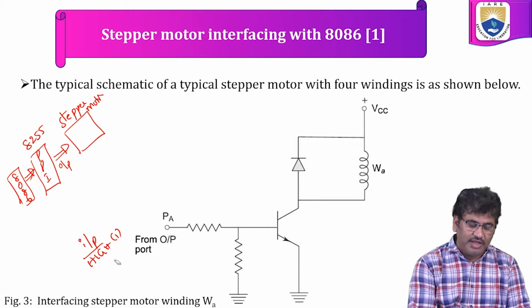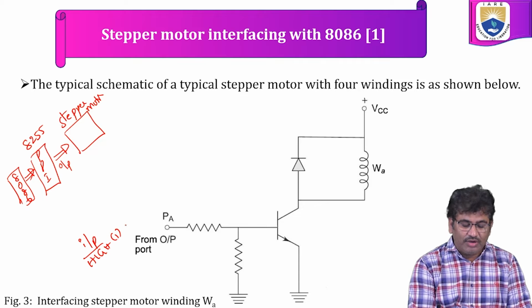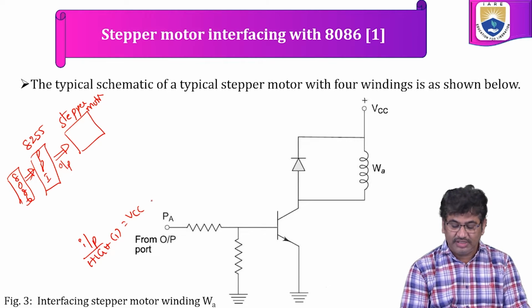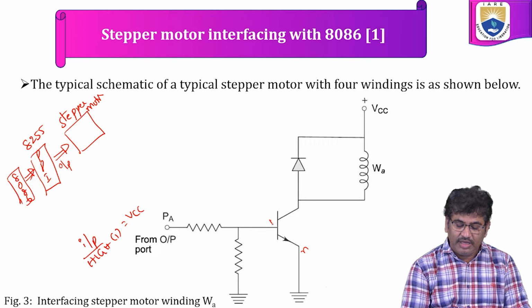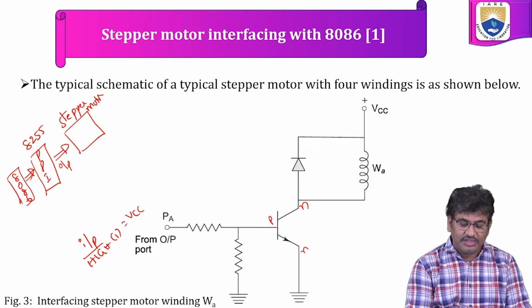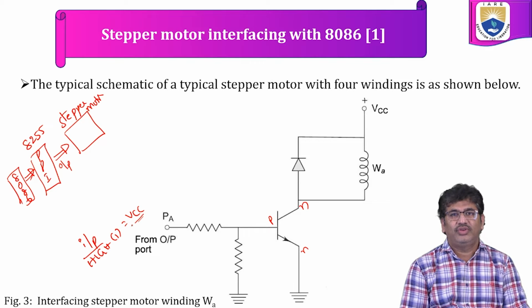So first we will say the input is at logic 1. Logic 1 means this is at a potential of VCC. Now the transistor which you have placed is an NPN transistor, as the base of this transistor is connected to port A pin, which is excited with a voltage source VCC.